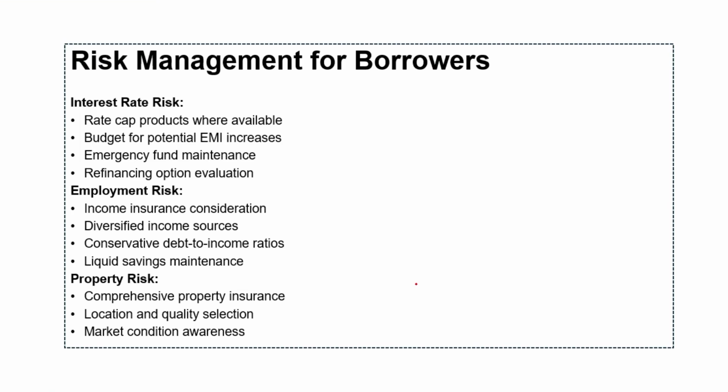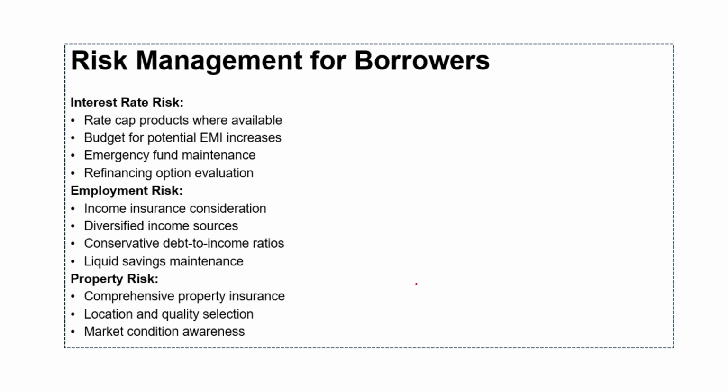And then property risks are also there. Comprehensive property insurance should be taken for that. Location and quality selection, what kind of location, what is the quality. Once you have decided on a home and you have taken a loan, you should not second guess your decision, so location and quality selection should be done properly. And market condition awareness should also be there, what is the right product for you, and when you should go for actually taking the loan.